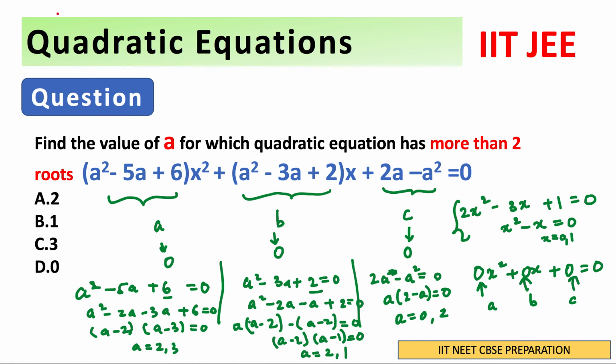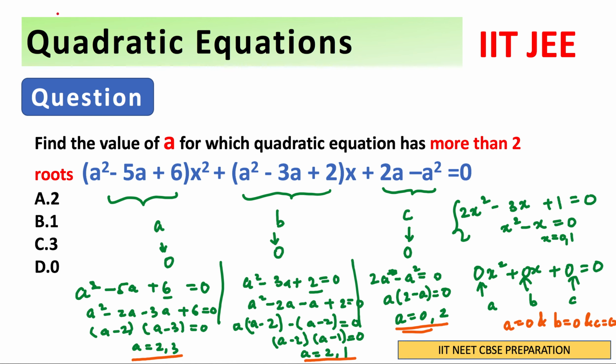So how many values? Let's quickly mark these. We have to find a value of a which is common for all these, which basically satisfies all these three: a is equal to 0, b is equal to 0, and c is equal to 0. It's not like a is equal to 0 and you say that 2 and 3 are the answers. No, a should be equal to 0 and b should be equal to 0 and c should be equal to 0, then it will be an identity. So what is the common value that you're seeing in all these three? 2 comma 3, 2 comma 1, and 0 comma 2.